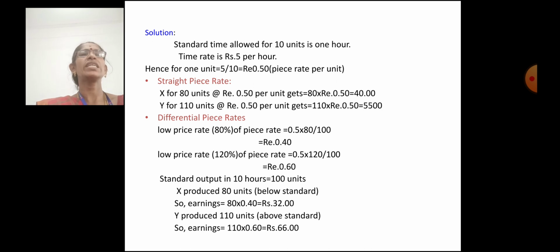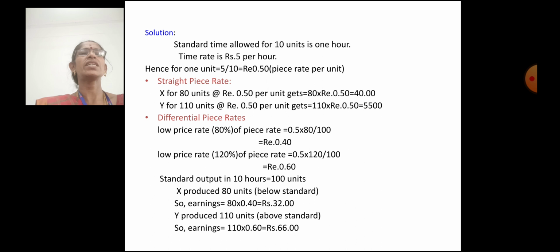Solution: standard time allowed for 10 units is 1 hour, time rate is ₹5 per hour, hence 1 unit equals 5 divided by 10, ₹0.50 piece rate per unit. Straight piece rate: X for 80 units at 50 paise per unit gets ₹40. Y for 110 units at ₹0.50 per unit gets 110 into 0.50 equal to ₹55. Differential piece rate: low piece rate 80% of piece rate, 0.5 into 80 divided by 100 equals 0.40.